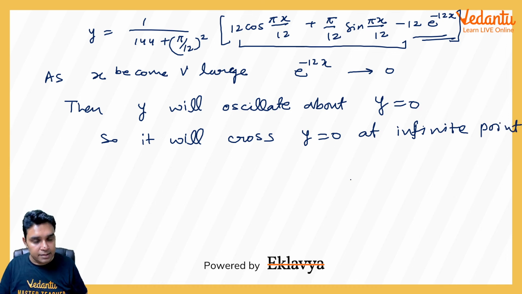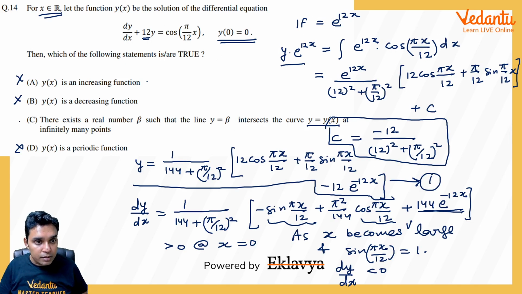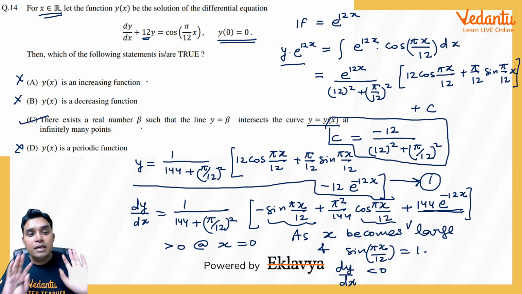Not only this x-axis, in fact, if you raise this value of y from 0 to a slightly smaller value or slightly bigger value, then also we can expect this curve, when x becomes very large, to cut that line y is equal to beta, which they have given in option C. So they are saying there exists a real number beta such that the line y is equal to beta intersects this at infinitely many points. So this is true. In fact, I have already shown you that one such beta can be 0, but there will be infinitely many beta for which this option will be true.